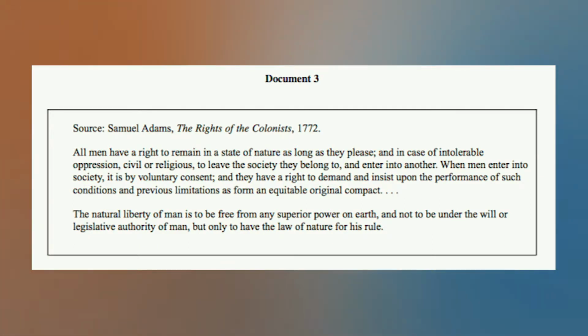All men have a right to remain in a state of nature as long as they please, and in case of intolerable oppression, civil or religious, to leave the society they belong to and enter into another. When men enter into society, it is by voluntary consent, and they have the right to demand and insist upon the performance of such conditions and previous limitations as form an equitable original compact.